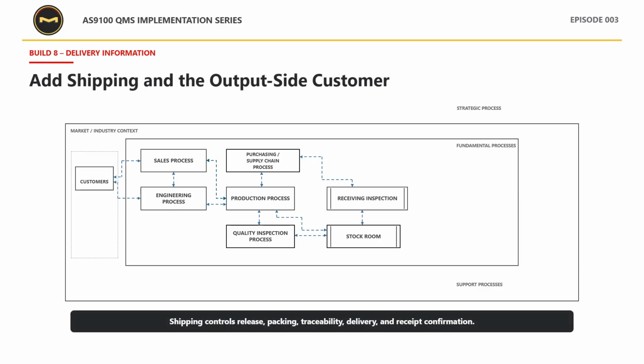Now add shipping to the right of the stock room, followed by the output side customer. Connect stock room to shipping and shipping to the customer with dashed, double-headed routes. These exchanges control release, packing, traceability documents, delivery requirements, shipment status, and receipt confirmation.